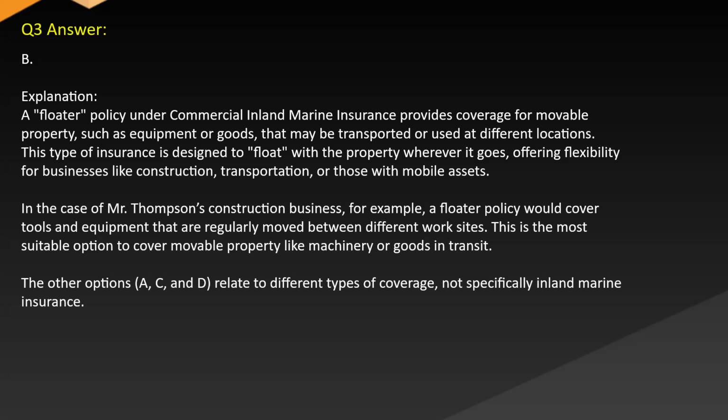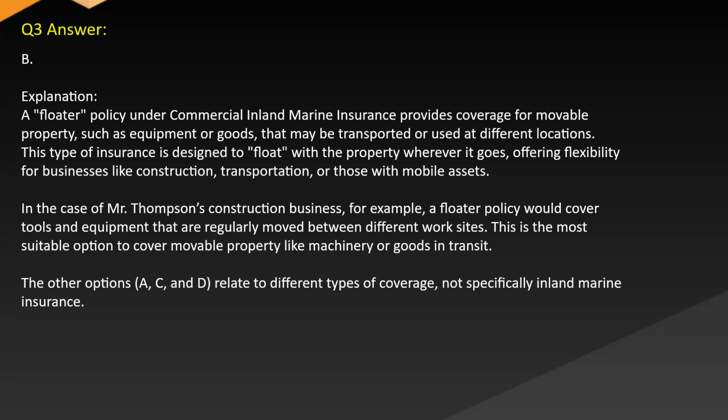Answer. B. Explanation. A floater policy under commercial inland marine insurance provides coverage for movable properties such as equipment or goods that may be transported or used at different locations. This type of insurance is designed to float with the property wherever it goes, offering flexibility for businesses like construction, transportation, or those with mobile assets.